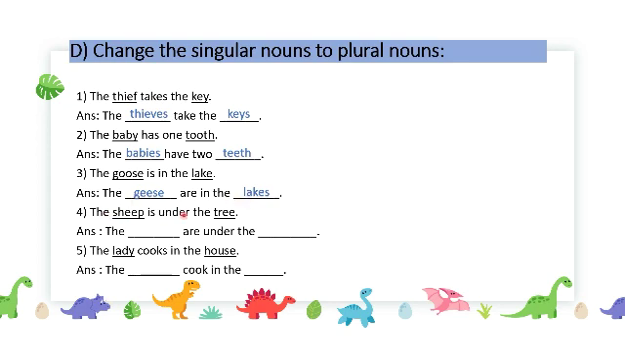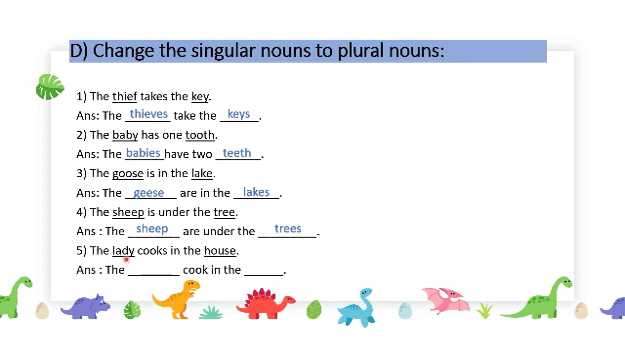The ship is under the tree. Now students, I already told you some exceptional words. Ship, okay, this will remain ship only. The ship are, see, is became are. Under the trees.